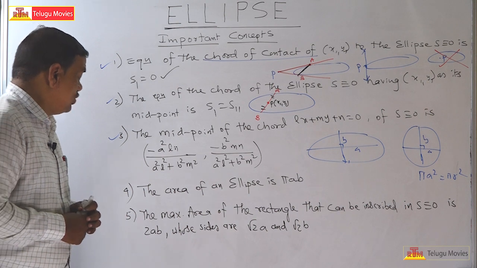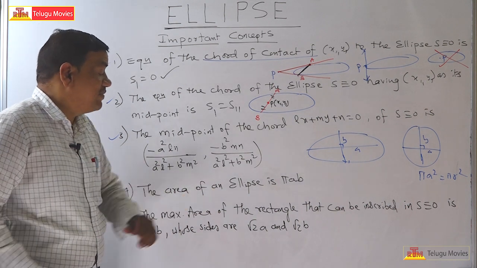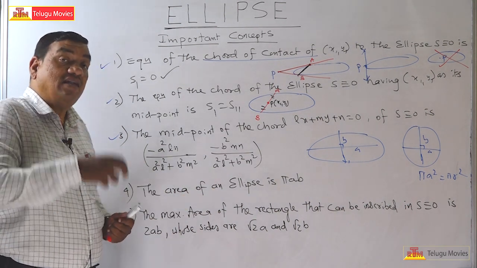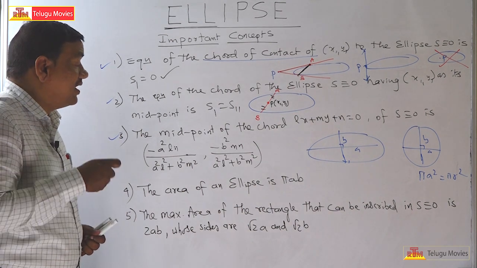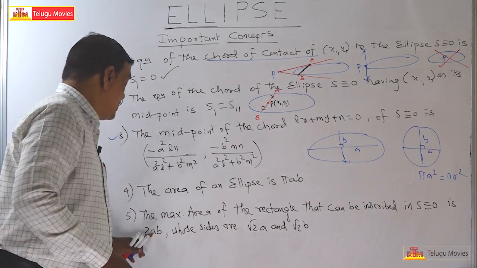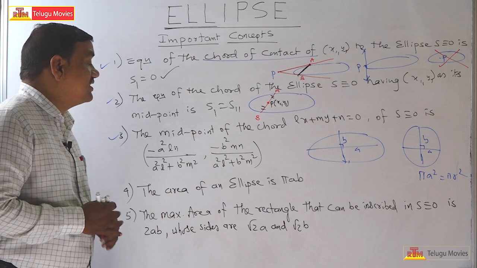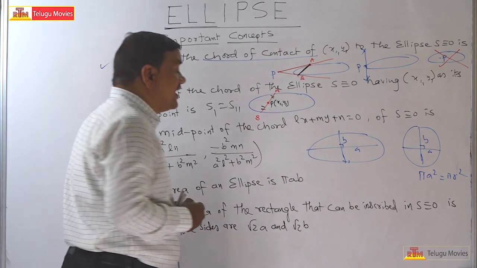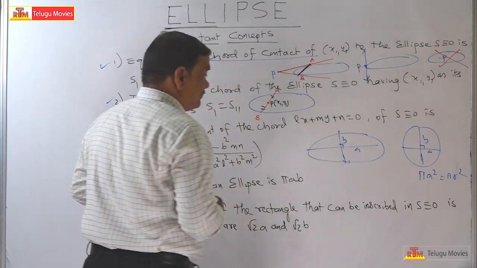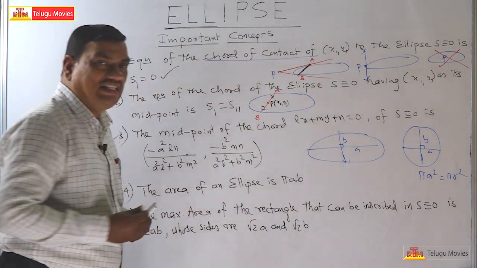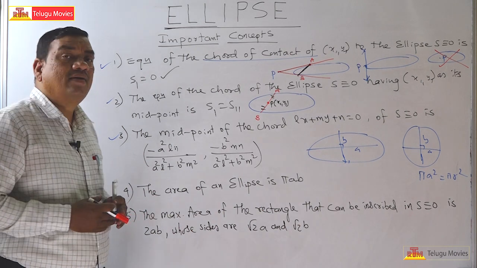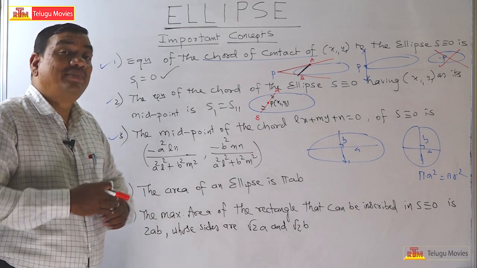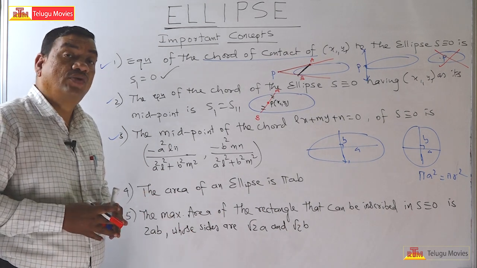The next concept is the maximum area of the rectangle that can be inscribed in the ellipse is 2AB, whose sides are root 2A and root 2B. That means if you take an ellipse like this, you can inscribe different sizes of rectangles.